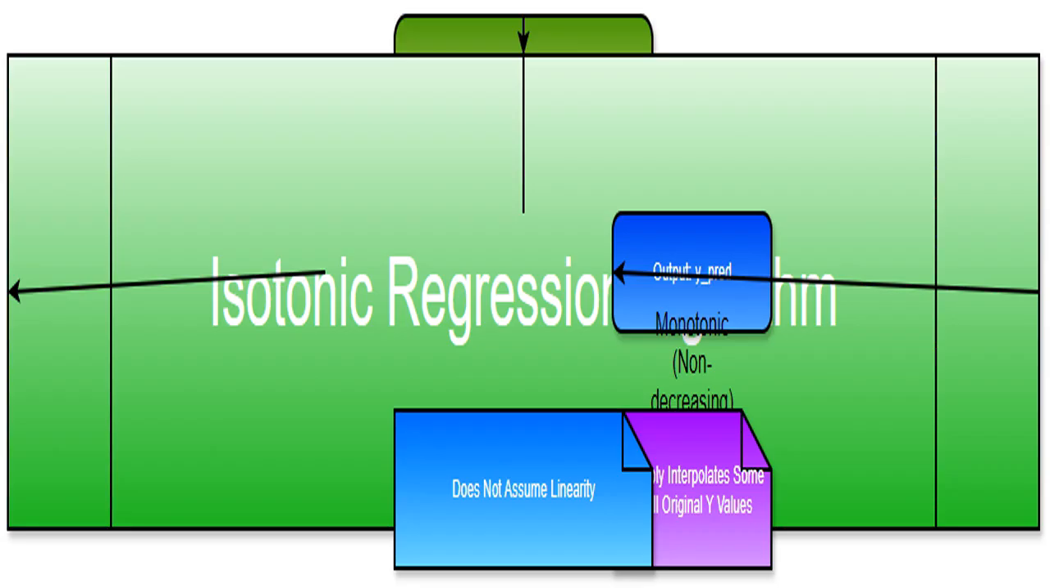This is the algorithm I'll use to model the relationship between x and y. Isotonic means that it finds a relationship which is either non-decreasing, always going up or staying the same, or non-increasing, always going down or staying the same. It does not need to be a straight line. It can handle curves, as long as the curve always trends in one direction.